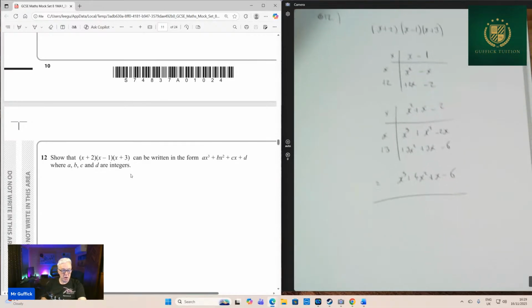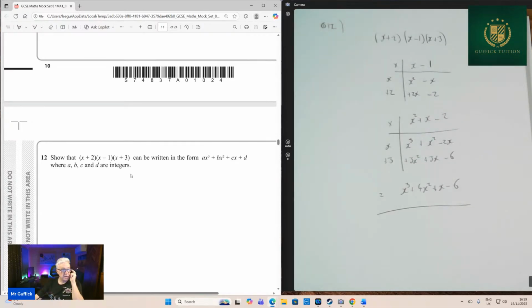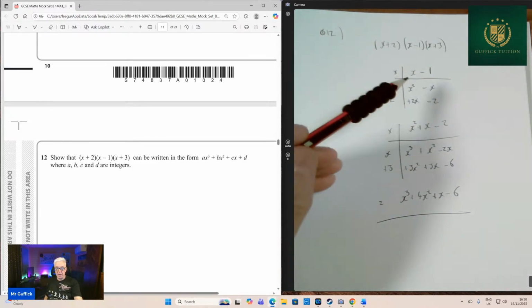Okay, so what have we got here? Question 12. Show that x add 2 times x minus 1 times x add 3 can be written in that form. Now, whenever you've got to expand triple brackets, I personally like to use a grid method to do this, okay? So what I would do is first take the two brackets and expand those together. Draw a little grid.